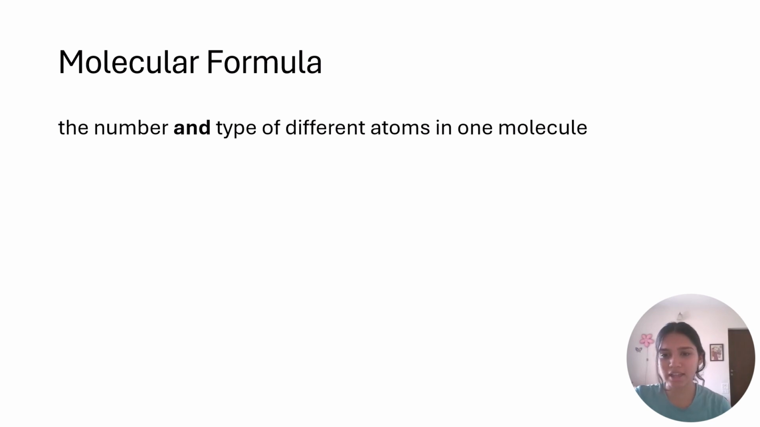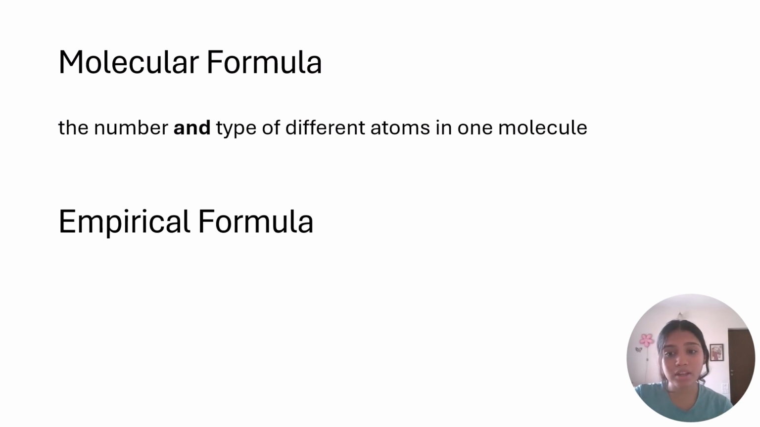So we're going to first look at some basic definitions. The first one is molecular formula. The molecular formula is basically the number and type of different atoms in a molecule. So for example, the molecular formula of carbon dioxide is CO2, which tells you there's one atom of carbon in the molecule and two atoms of oxygen. So that means CO2: one atom of carbon, two atoms of oxygen.